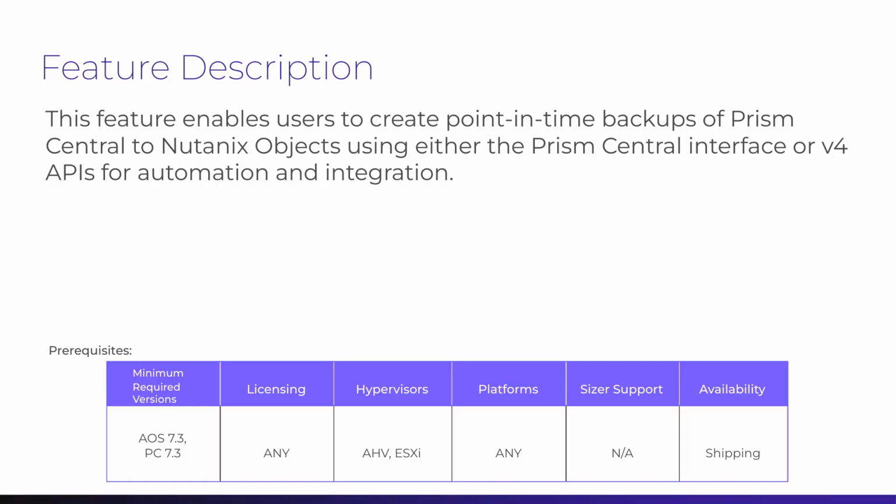This feature enables users to set up point-in-time backups of Prism Central to Nutanix Objects. It's accessible through the intuitive Prism Central interface, making it easy to configure, and also supports v4 APIs for those who prefer automation or need to integrate backup workflows into their existing systems.